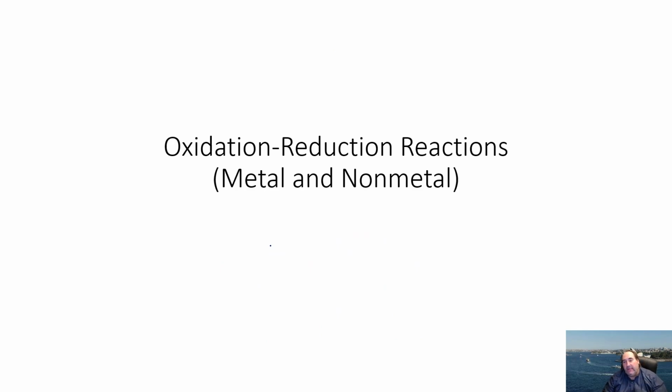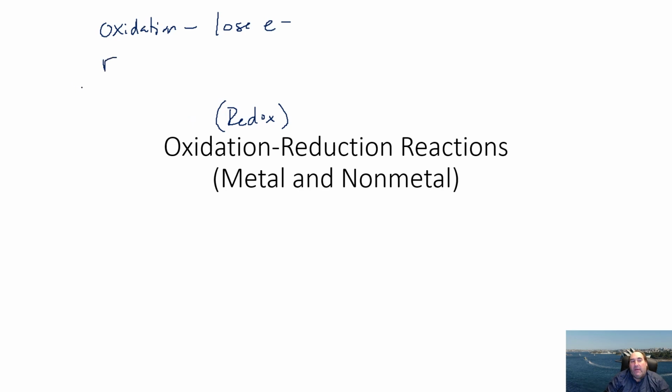The next type of classification of reactions that we're going to talk about are redox reactions, which are sometimes referred to as oxidation reduction reactions. These are what are referred to as redox reactions. They always occur together. So oxidation means that somebody has lost electrons or will lose electrons. And reduction means that somebody will gain electrons.